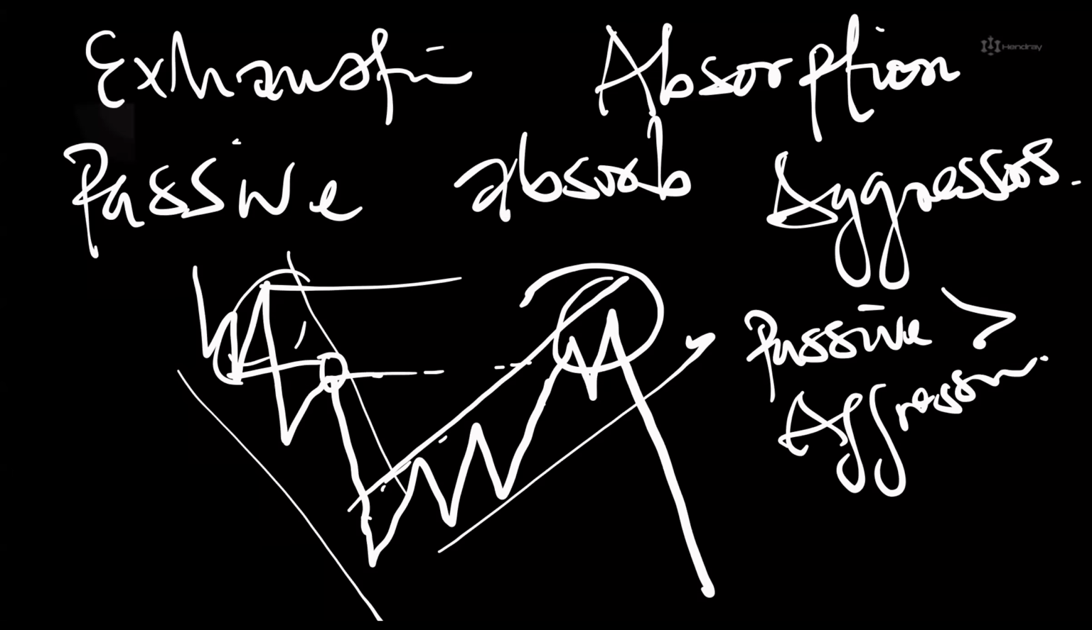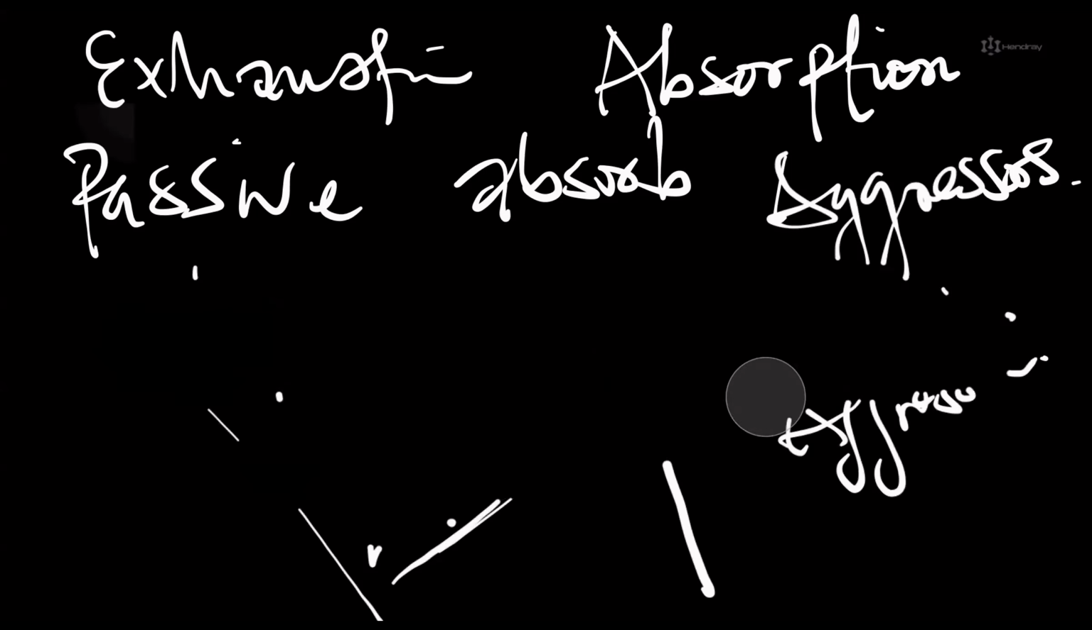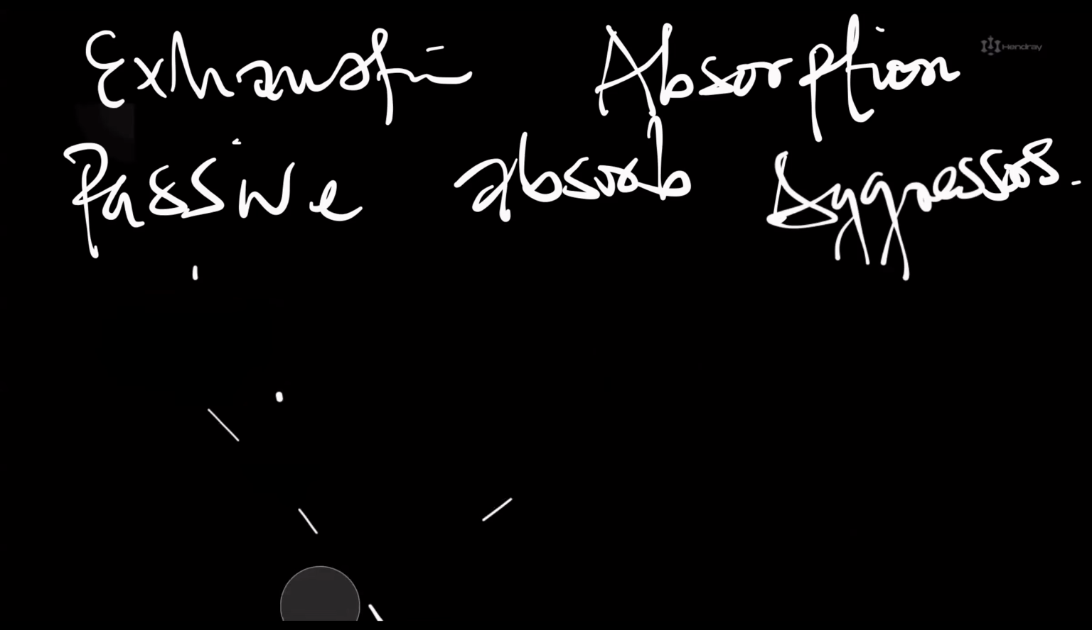So if passive orders, that is, if absorption as it is taking place, is able to cause a reversal of the present trend, if the present trend is a pullback or a major move, in as much as they are able to cause a reversal of the present trend, that is exhaustion absorption. That right there is exhaustion absorption.